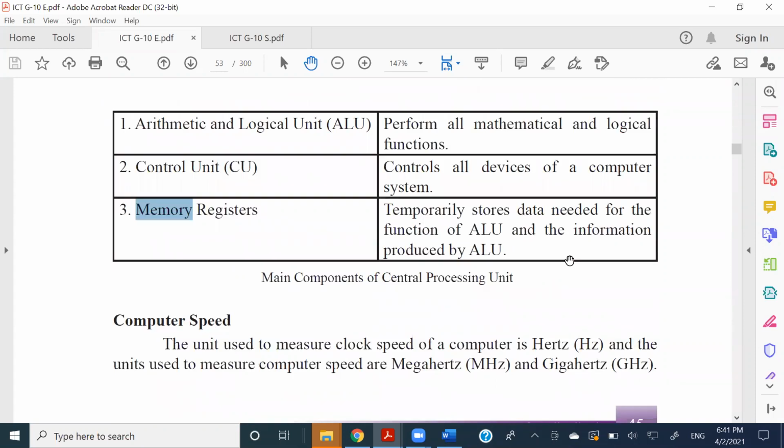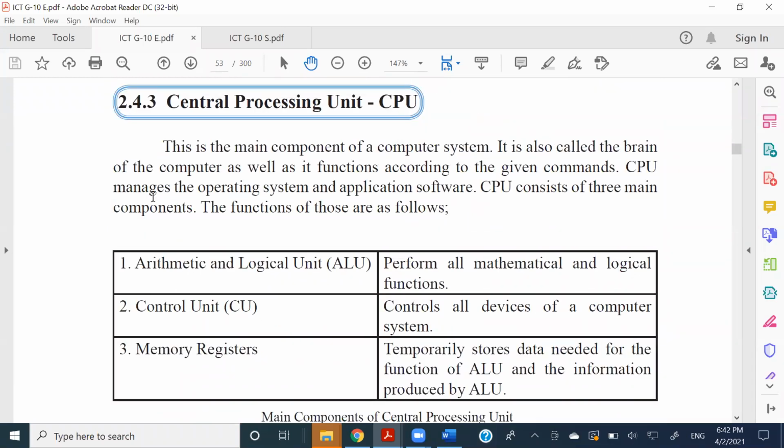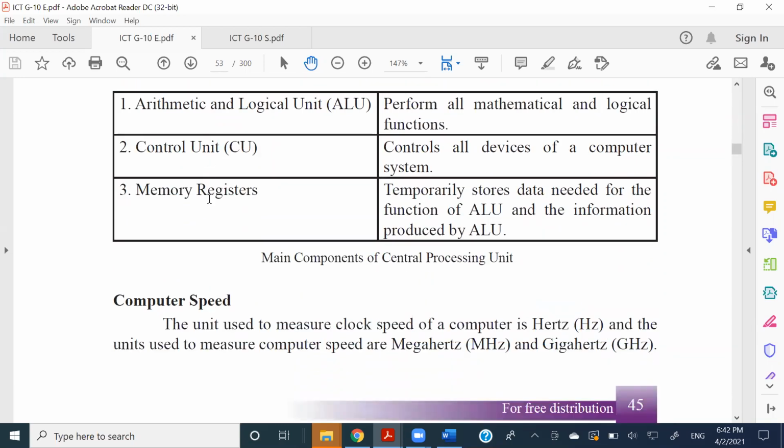And I think we haven't mentioned the computer speed, right? Which is a part of this central processing unit, the speed, right? So when we're talking about the speed of the computer, we always talk about the speed of the processor, right?